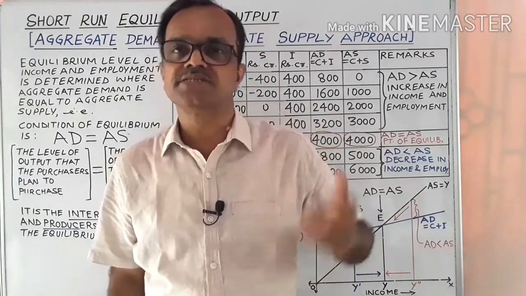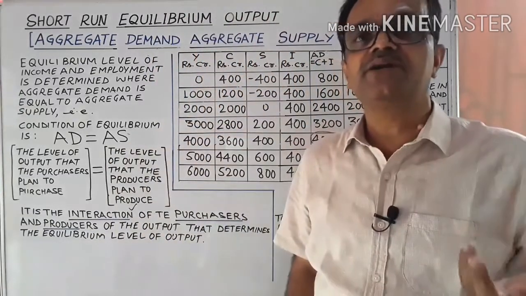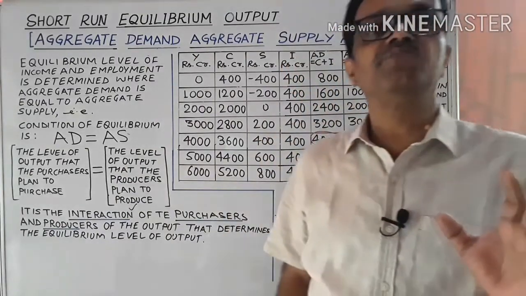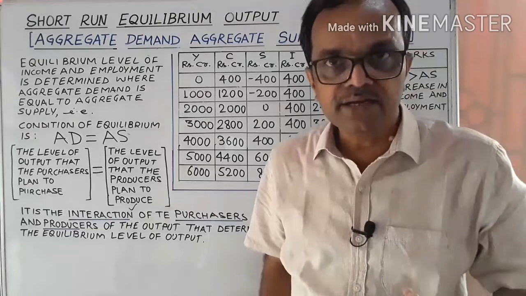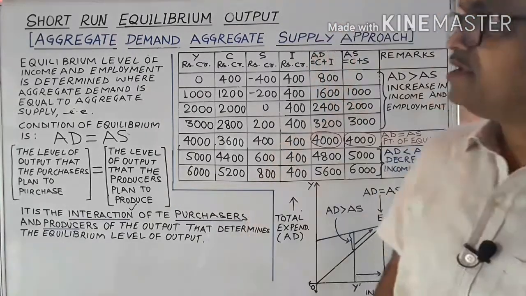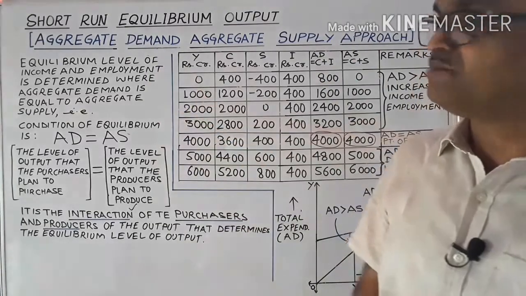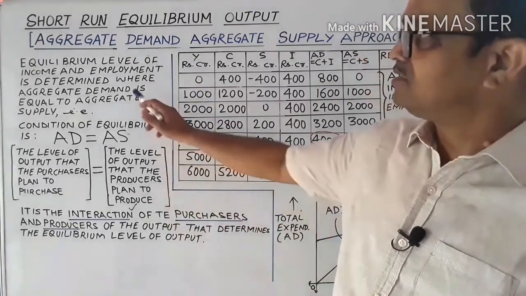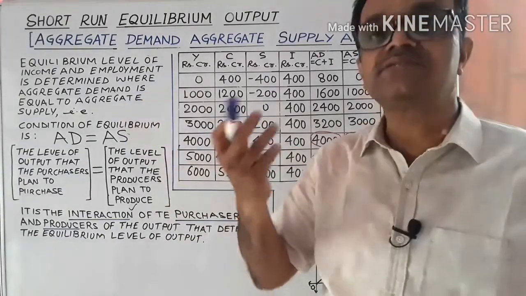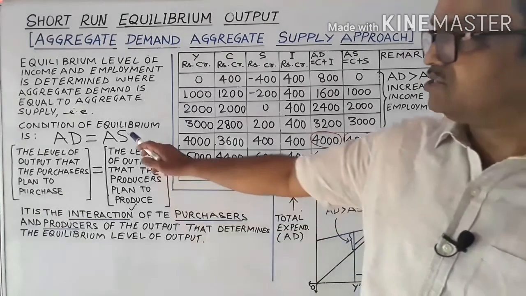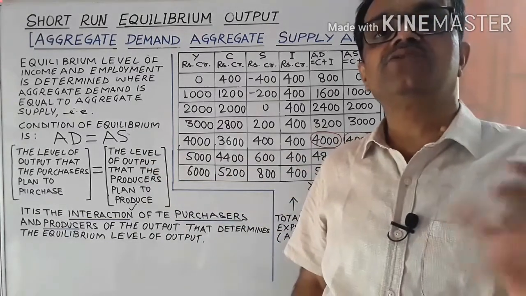Today I will discuss and explain the short run equilibrium output, that is determination of income and employment using the aggregate demand, aggregate supply approach. Now, the equilibrium level of income and employment is determined at that level where the aggregate demand is just equal to aggregate supply. That is, the condition of equilibrium is AD is equal to AS.